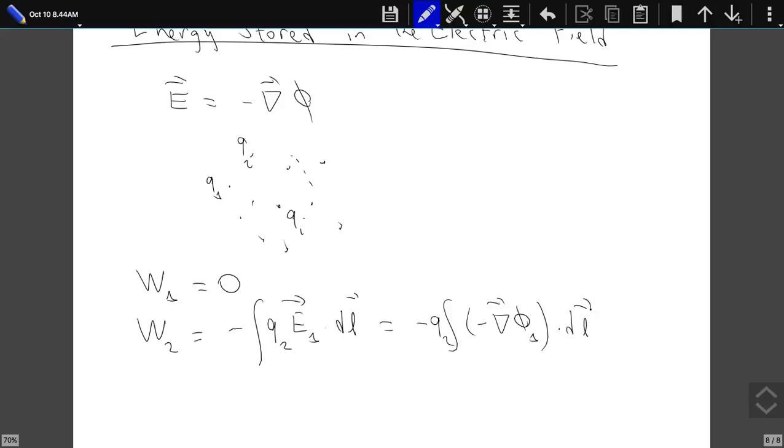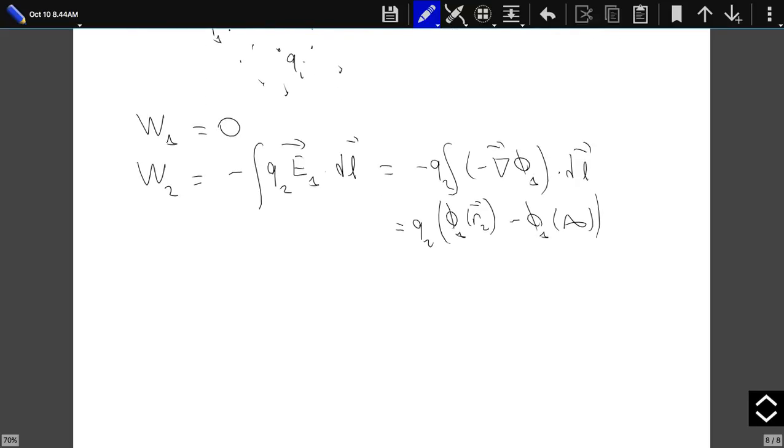Well, we are taking the integral of a derivative, which is just the difference at the two endpoints. So it's Q2 times phi 1 at, this is the final point, R2, minus phi 1 at infinity. The potential of a point charge at infinity, we always fix it to be 0. So omega 2 is equal to Q2 times phi 1 at the point R2. Q2 times the electrostatic potential created by the first charge only at the point R2.